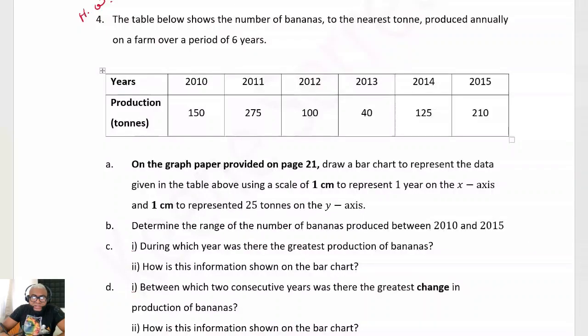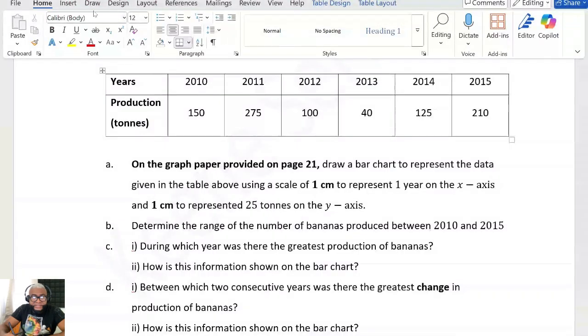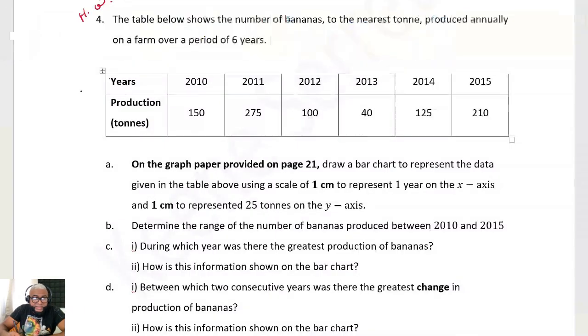The table below shows the number of bananas, to the nearest ton, produced annually on a farm over a period of 6 years. So you have your years above, and you have your tons. This is in tons, right?